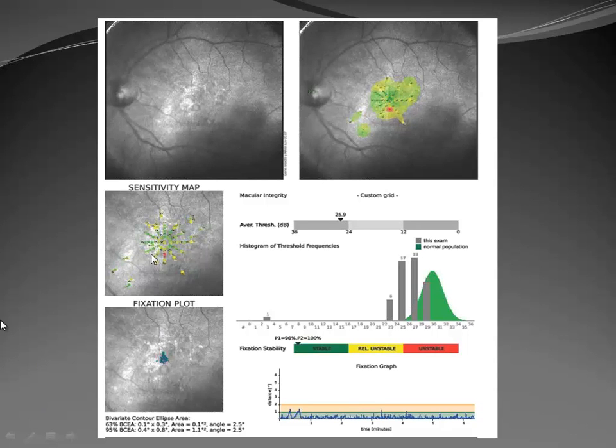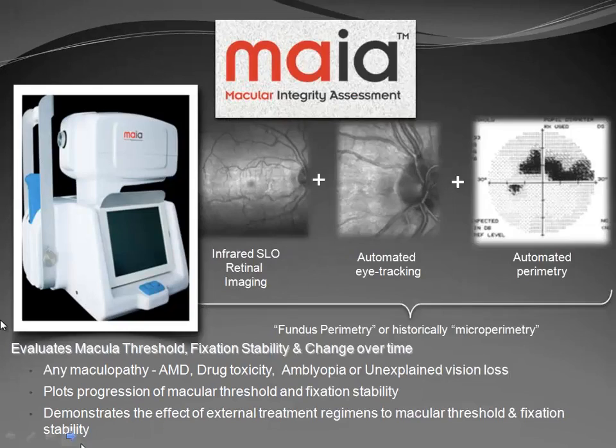The green are all normal, but there's one little point here. So it's a visual field test where we're actually monitoring fixation 25 times a second. So it's not a standard, but it's an automated visual field system. It uses an infrared scanning laser ophthalmoscope that allows us to look at the retina. And it takes images like this 25 times a second.